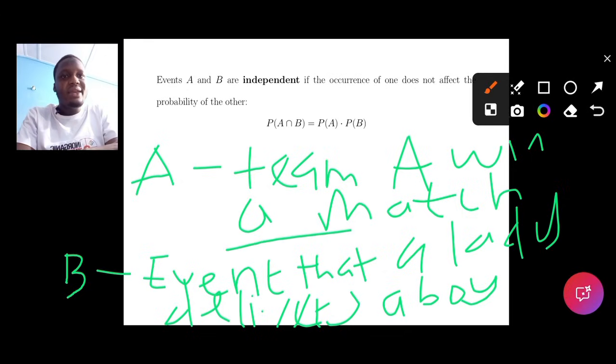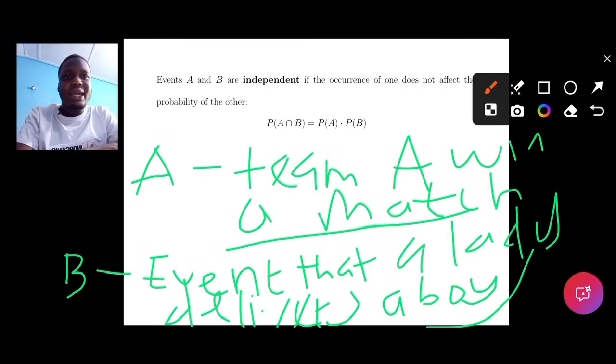So event A is that team A wins a match, and B is that a lady delivers a baby boy. So what we can see from these two examples is that team A winning a match has nothing to do with B. You winning a match wouldn't make a lady deliver a baby boy. So you are telling me because you won, that's why she had a baby boy. If they hadn't won the match, then she would have delivered a girl. That's not the case. It makes no sense to anyone.